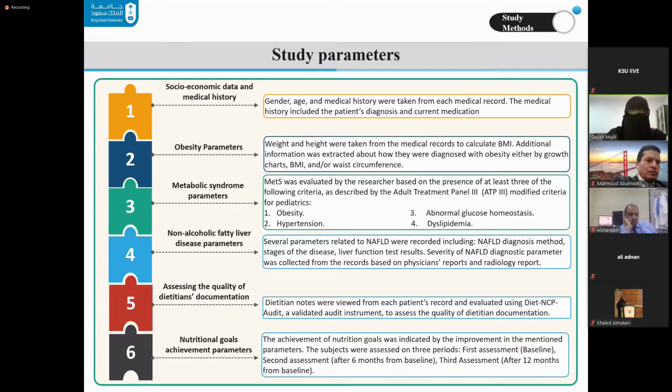Assessing the quality of dietitian documentation was based on using the diet NCP audit, which is a validated audit instrument, and the nutritional goals achievement parameter was based on the improvement of the above mentioned parameters.